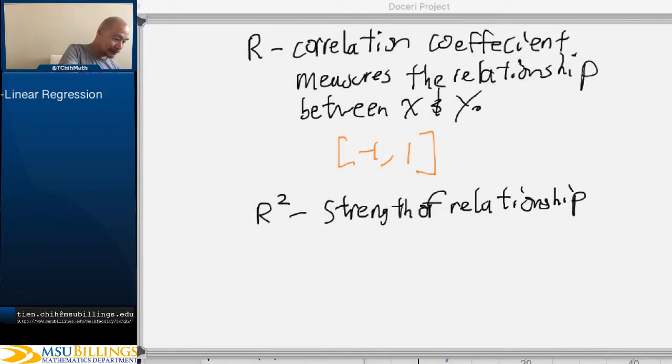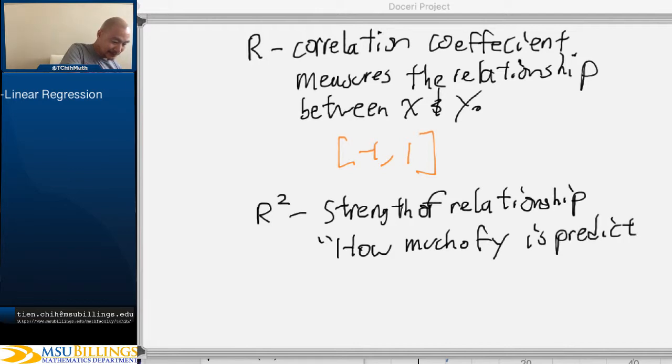And this is really important to note too. R squared also tells you exactly how much of y is predictable by x.